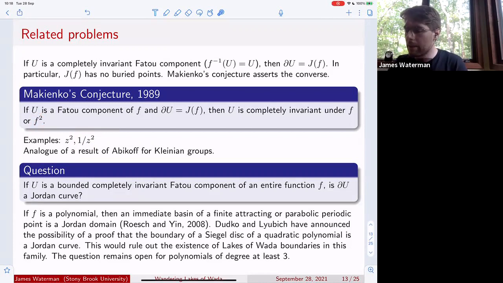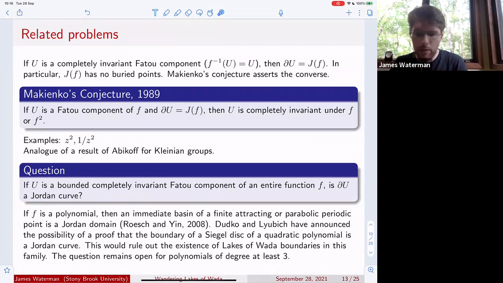This conjecture was formulated basically as an analog of a similar result of Abakov for Kleinian groups in relation to the residual limit set of a Kleinian group. So that's Martí-Pete's conjecture. Next we have a general question, which is: if we have a bounded, completely invariant Fatou component U, is the boundary a Jordan curve?